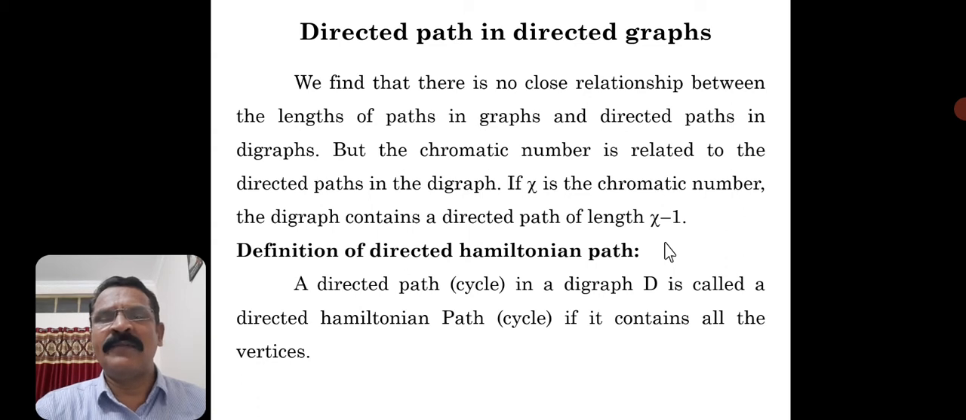Hamiltonian graph, it implies it must contain all vertices. Eulerian graph, it must contain all edges. That is the difference between Eulerian and Hamiltonian. In case of Eulerian, one edge is traced exactly once. In case of Hamiltonian, one vertex is traced exactly once. So there should be a spanning cycle, or you can say spanning path in case of directed graphs. Such a path is called Hamiltonian path.